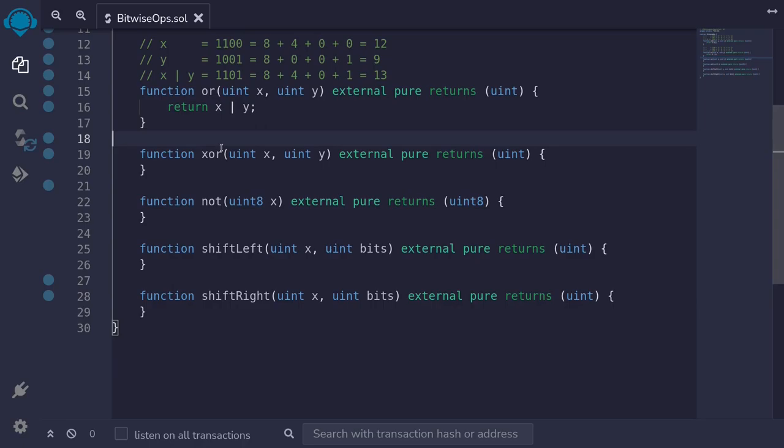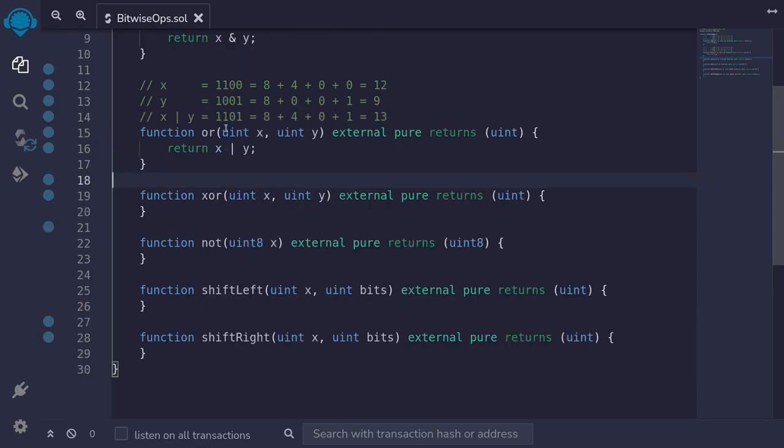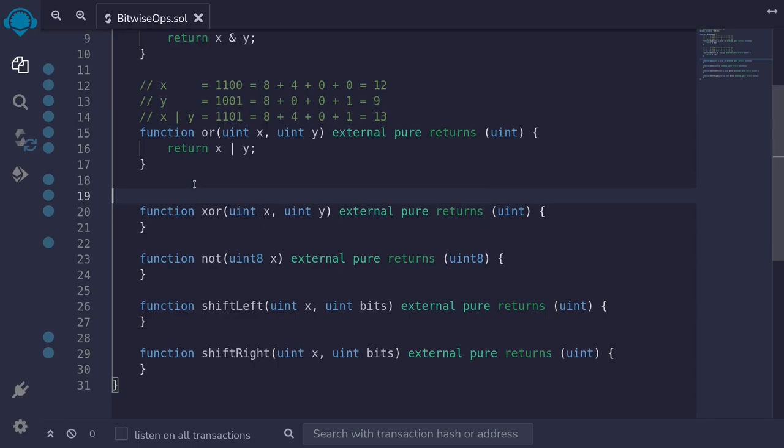Exclusive OR. The XOR operator returns a 1 only if one of the bits is equal to a 1. So if either the first bit is a 1 and the second bit is a 0, or the other way around, the first bit is a 0 and the second bit is a 1, then it will return a 1. Otherwise, it will return a 0. This is unlike the OR operator, where it returns a 1 if either the first bit or the second bit is a 1. Let's take a look at an example.